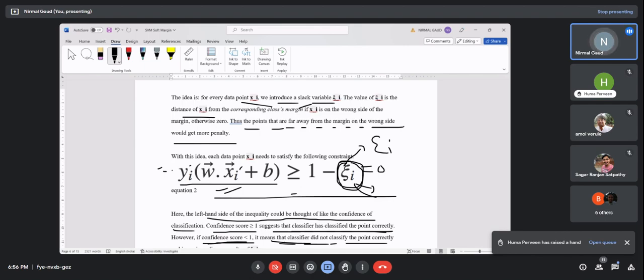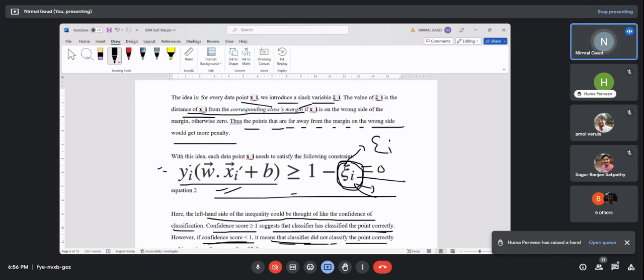If it is misclassified, 101%, you need to pay the penalty. But if it is not that far, then the penalty is less. If it is farther, then the penalty is more. So ei is the distance of xi from the corresponding class margin, that's it. So here I need to put the distance.